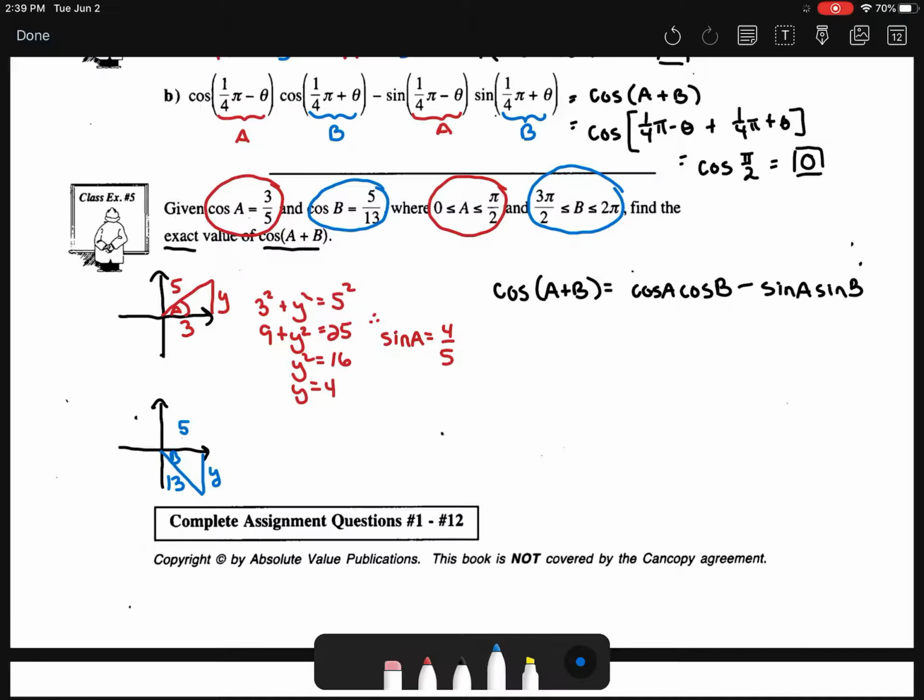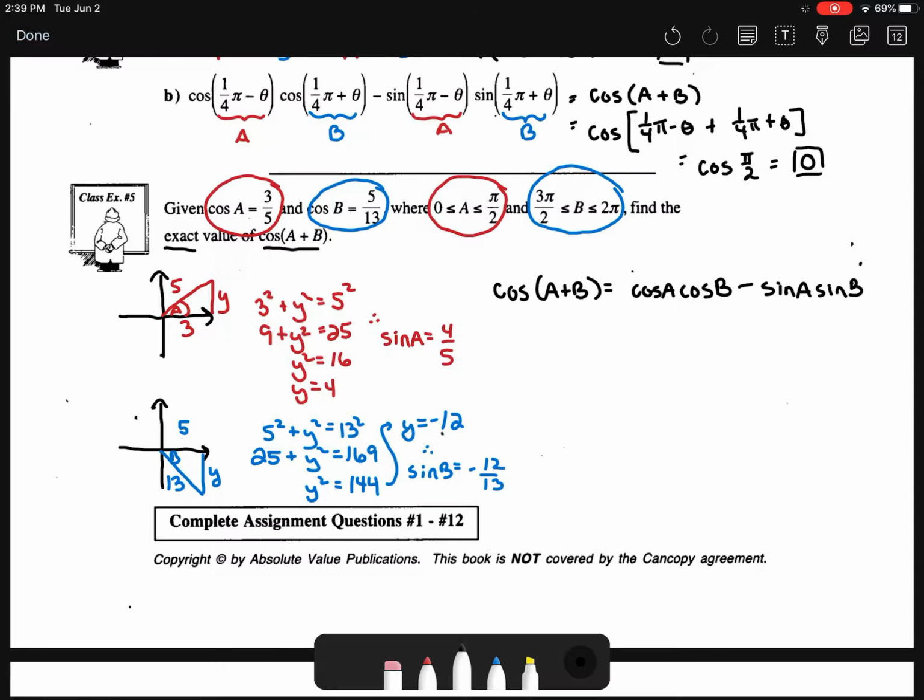I want to do the same basic calculation in quadrant 4 for B. So I go into B. Again, this would be 5 squared plus y squared will equal 13 squared. So I have 25 plus y squared equals 169. So y squared will equal 144. So y will have a value of 12, but because it's going down in quadrant 4, y is negative. So negative 12. Therefore, sine of B in quadrant 4 should be negative. It's negative 12 over 13.